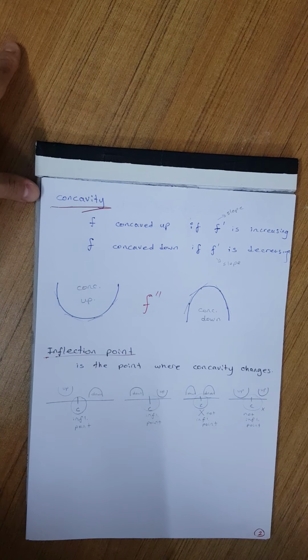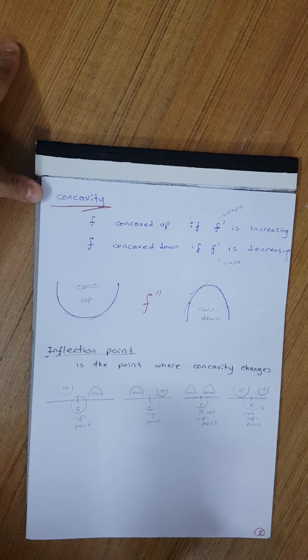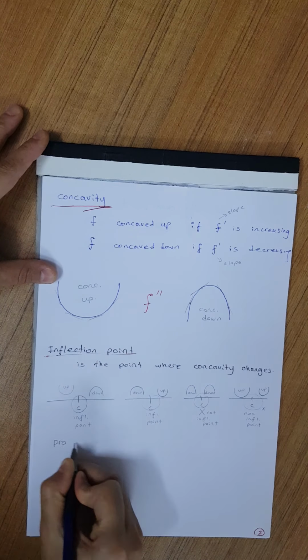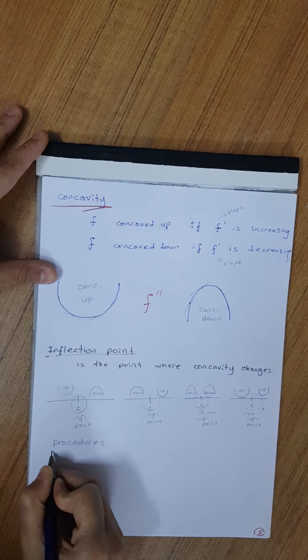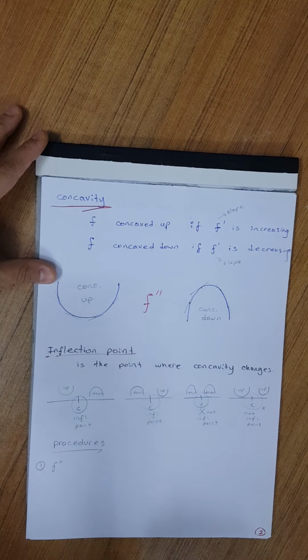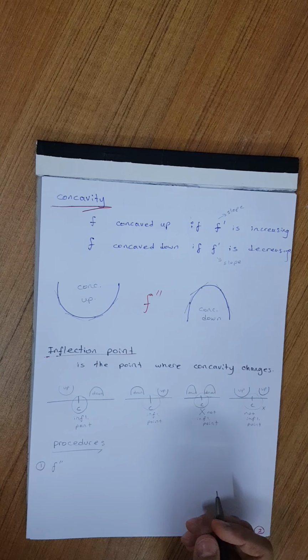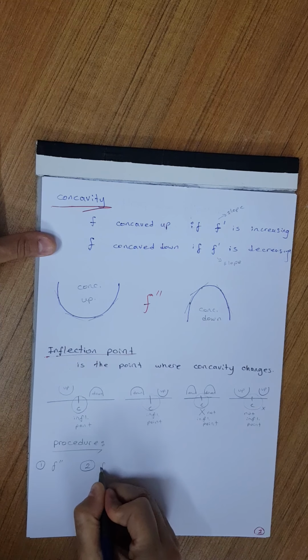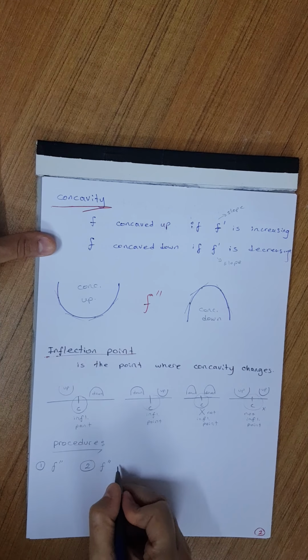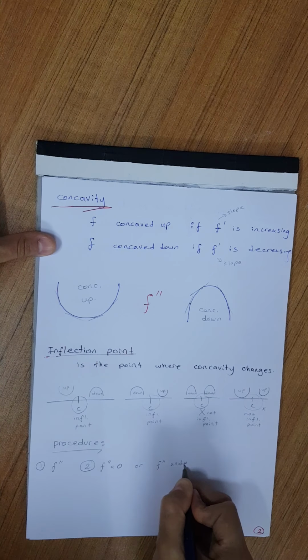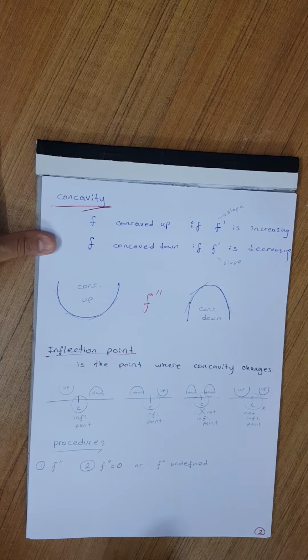So let me tell you the procedure of finding the concavity of a function and its inflection points. What is the procedure? First, we have to find the second derivative of the function. A function is given to you, it says find the concavity of the function. So what shall we do as the first step? We have to find the second derivative of the function. Second, we are finding those numbers in the domain of the function that make the second derivative equal to 0 or the second derivative undefined. Undefined or does not exist gives the same meaning.